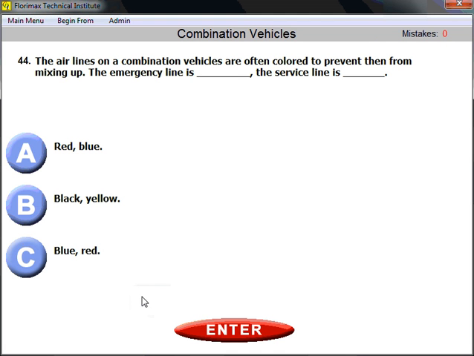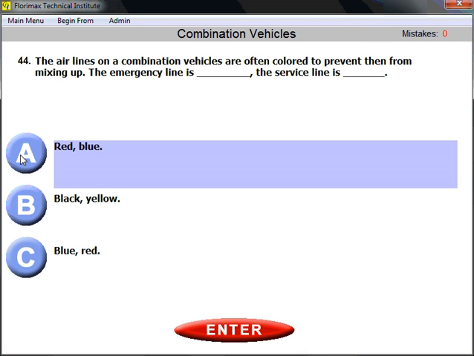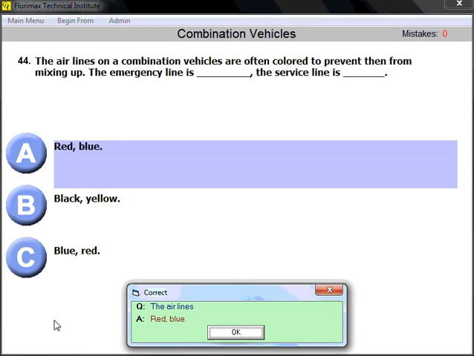Question number 44. The airlines on combination vehicles are often colored to prevent them from being mixed up. The emergency line is what color, and the service line is what color? Definitely the emergency line is red. That's easy. And the service line is blue. Red and blue. You choose that sequence, not blue red, because that's the order you are asked. The emergency line is red, service blue.